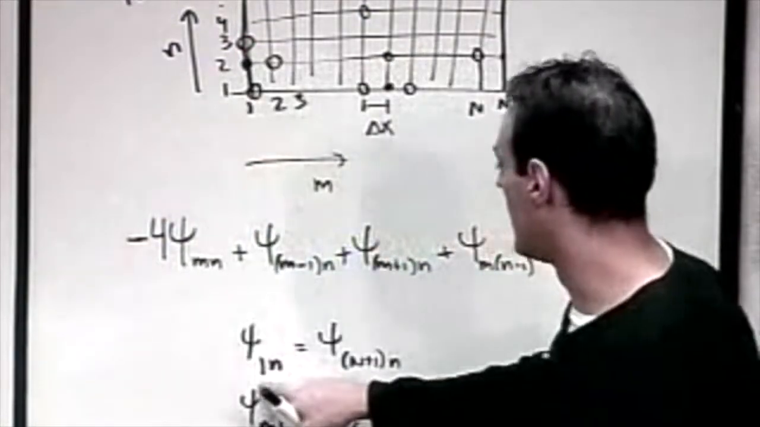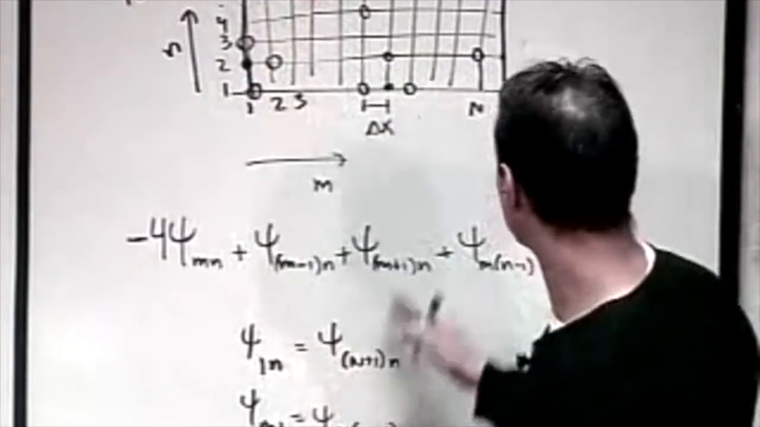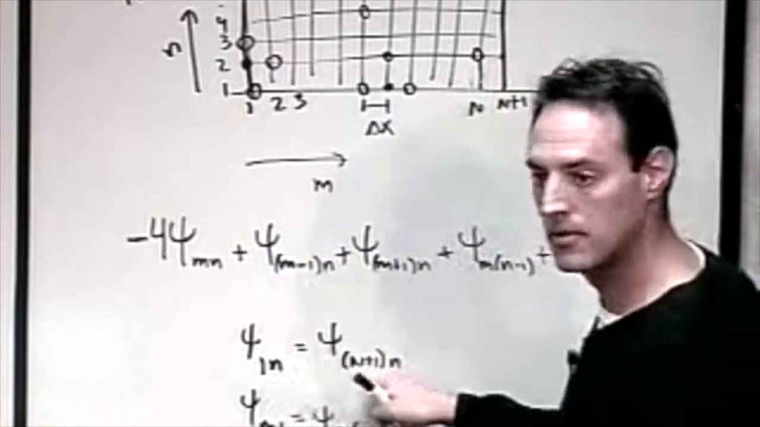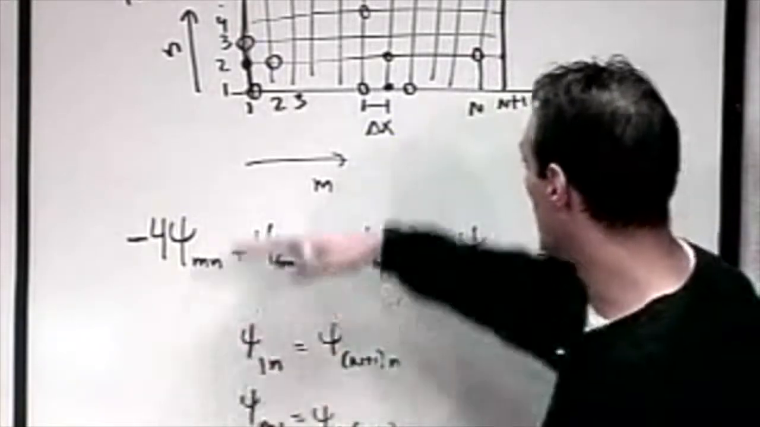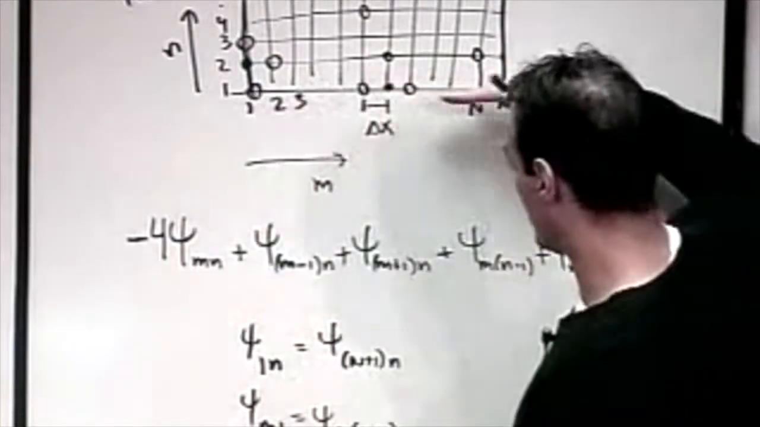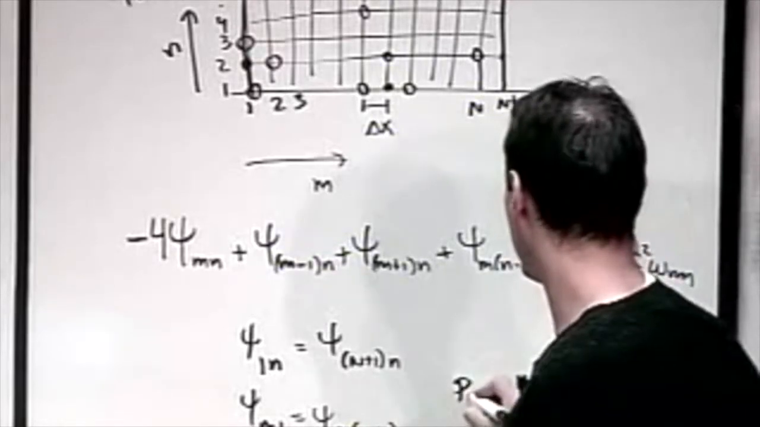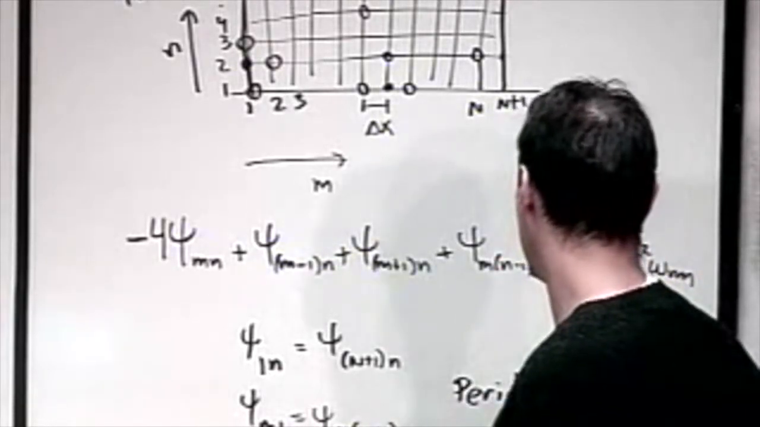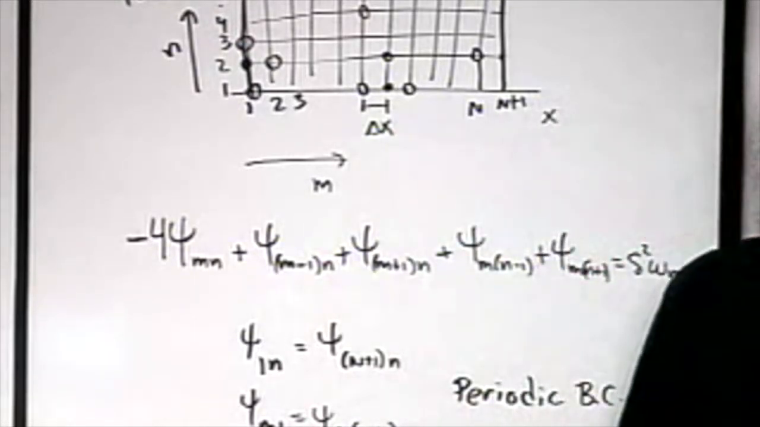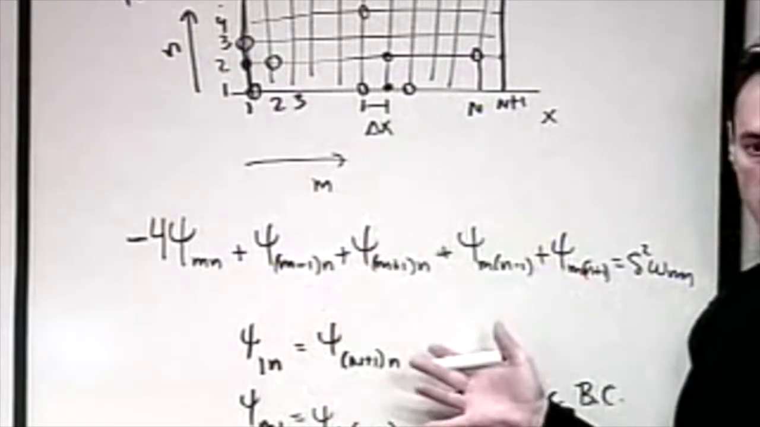All this says is, if you are in this first m, this is equivalent to being on this one here. That's what this says. This says if you are on m1, in other words, n is 1 here, it's equivalent to being on here. These are the periodic boundary conditions. So in some sense, we've reduced this problem under discretization to this set of equations here.